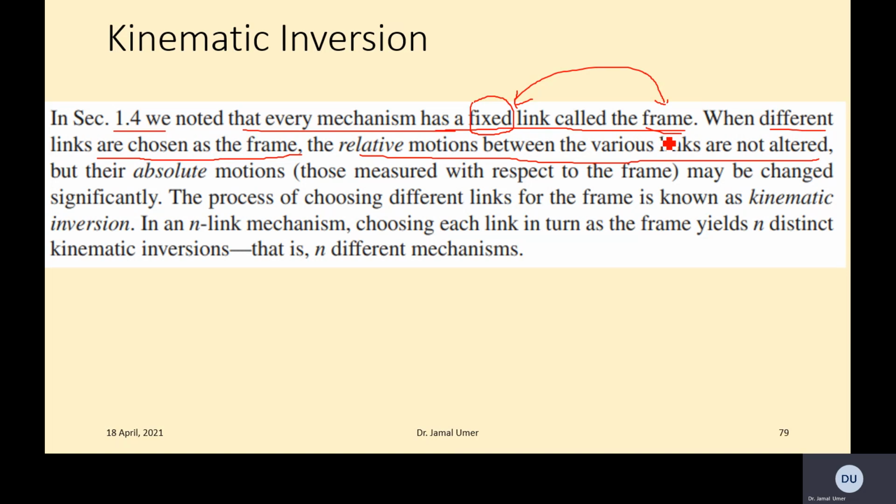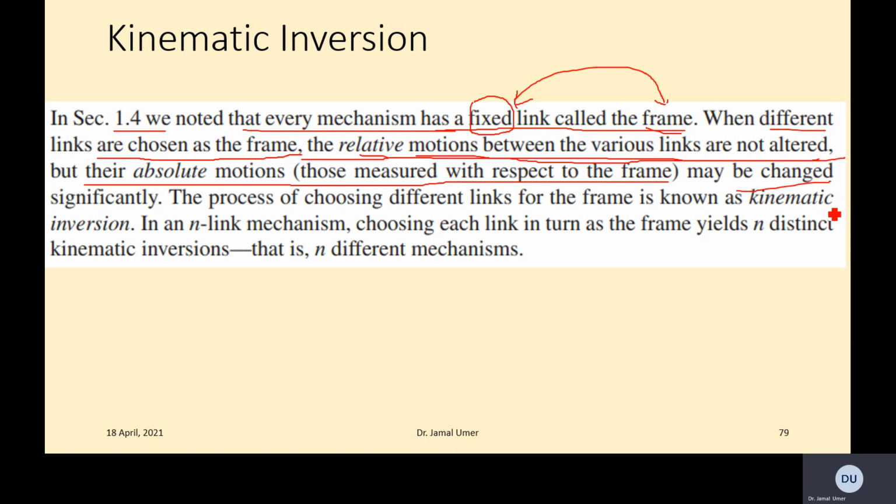When I say fix, it means you restrain its movement. You fix one link and the other links will keep moving. The relative motion between the various links will not be different, because you are keeping one link fixed, and the other links have to move relative to the fixed link in a certain way. That's why the relative motion will not change. But their absolute motion, measured with respect to the frame, may change. The relative motion is not changing, but their absolute motion is changing.